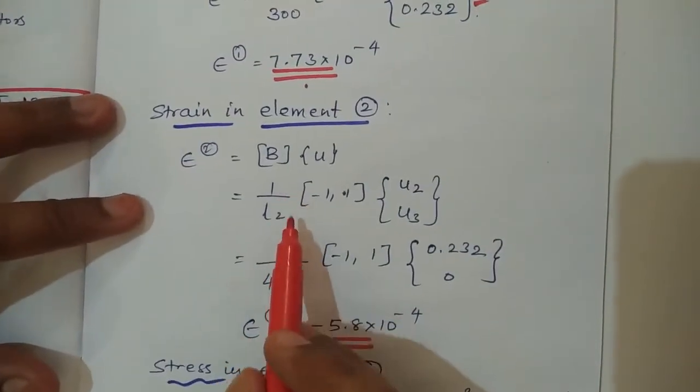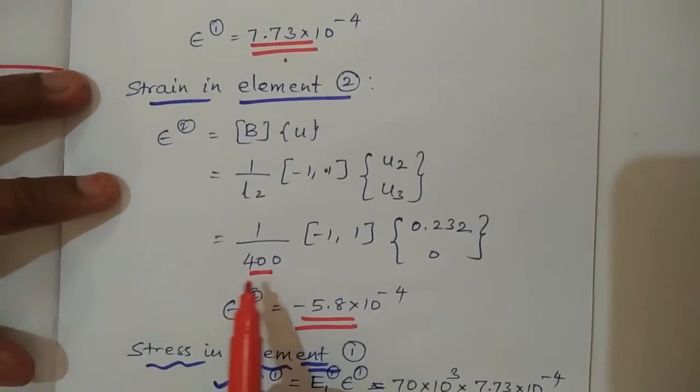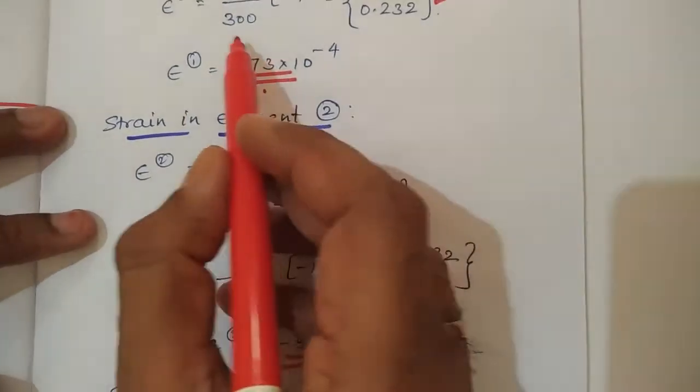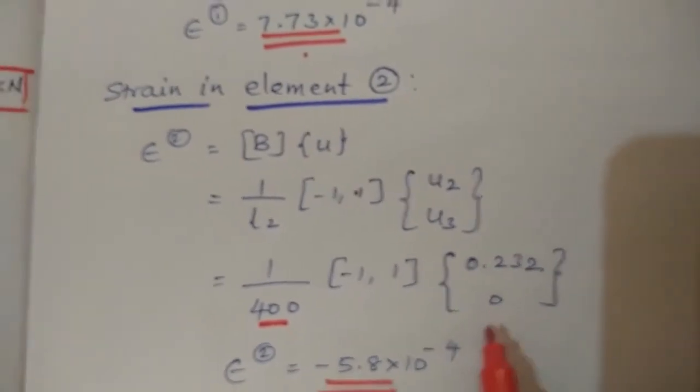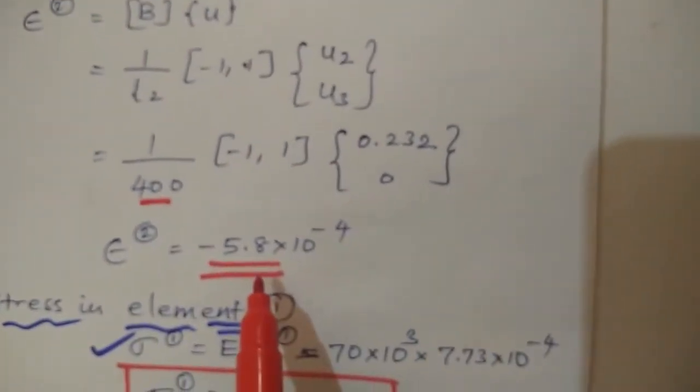Similarly for element 2, 1 by L2. Remember L2 is 400, not 300. In the previous step it is 300. 1 by L2 into minus 1 comma 1, U2 is 0.232. Okay, then this will be 0. 0.232, 0. You will get epsilon 2 on simplification.